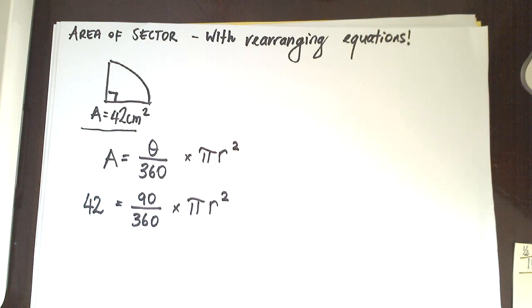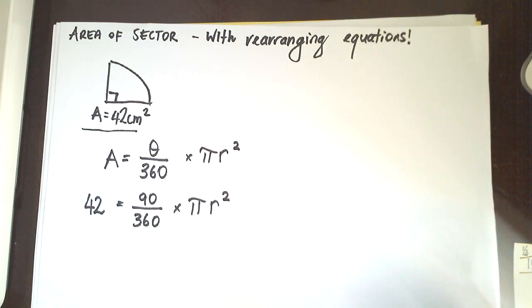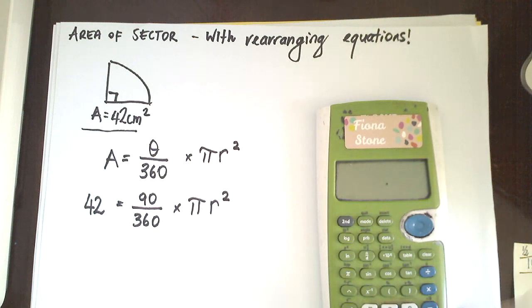The name of the game when finding an unknown letter in an equation is get the unknown letter on the left-hand side. To do that, let's clean this up. The first thing that's glaring for me is 90 over 360. There's two ways to do it. We could times this side by 360 and this side, or we could solve that fraction by saying 90 divided by 360, which is 0.25.